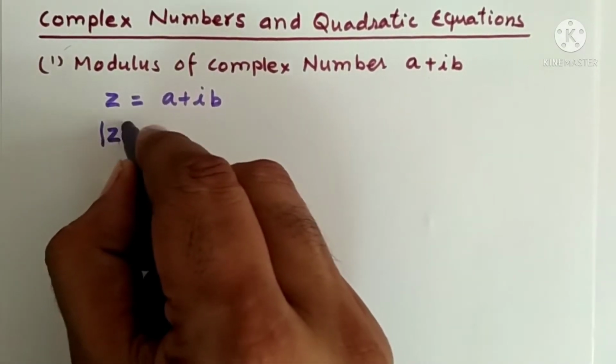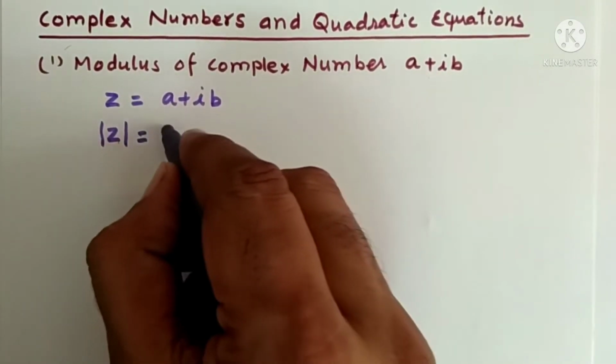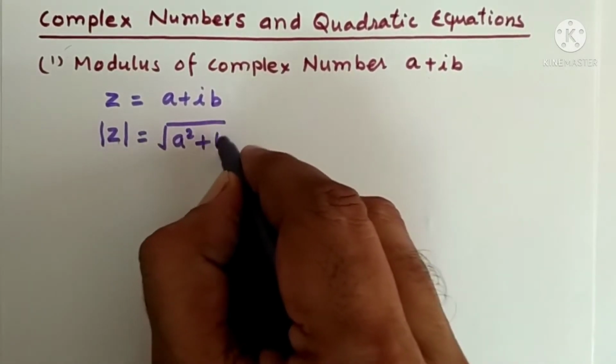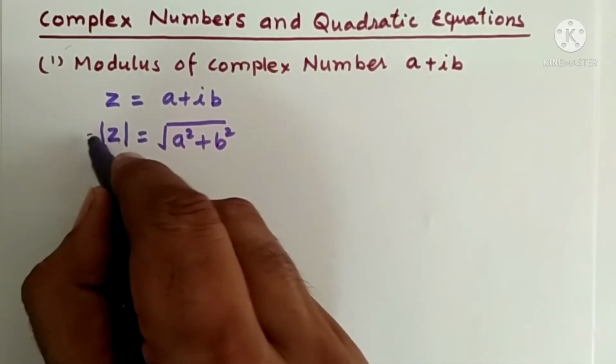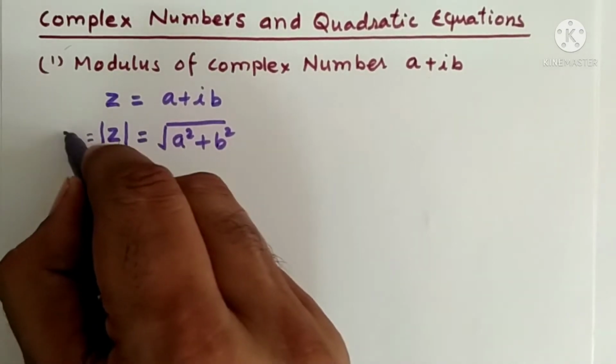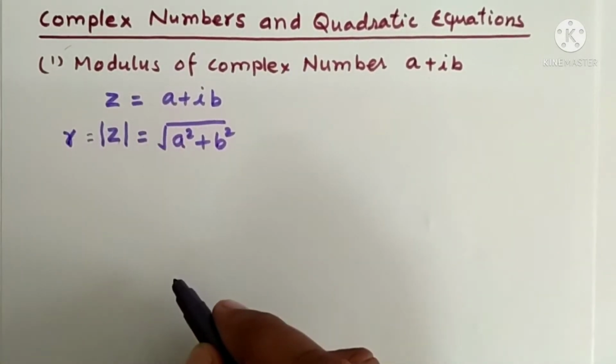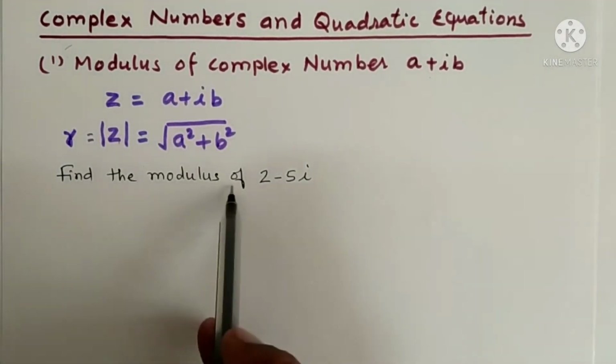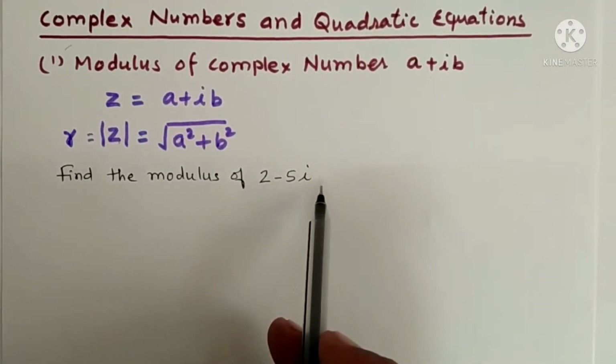like this: modulus of z, and this will be equal to root of a square plus b square, and this we can write by r also. Here the modulus we represent by r also. A question is given: find the modulus of 2 minus 5 iota.